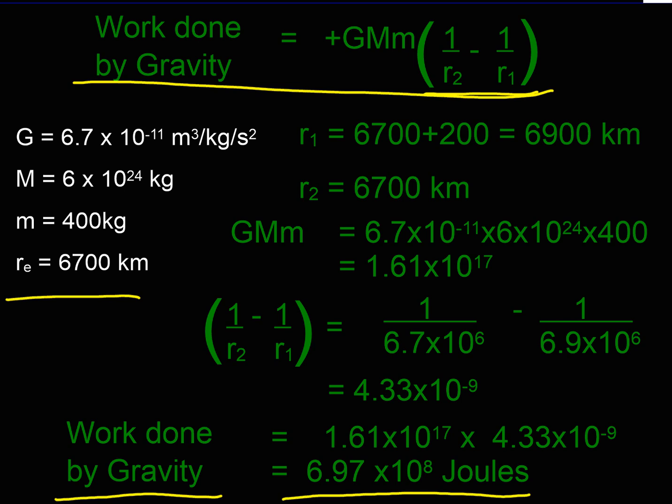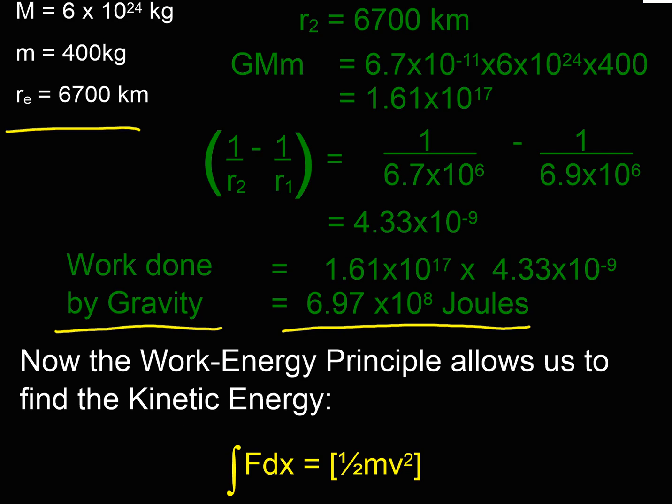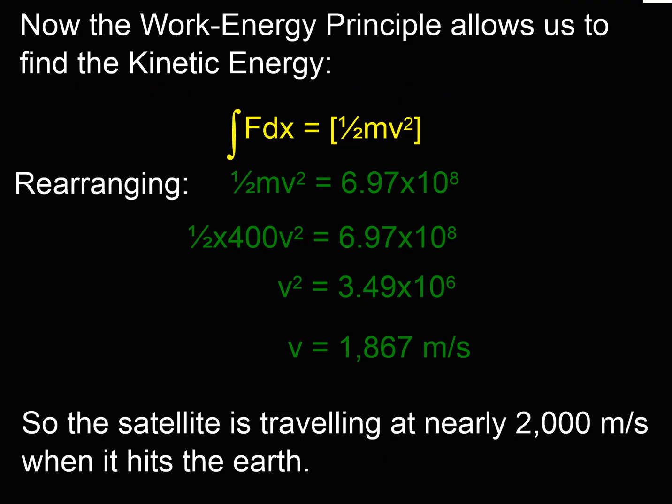And if there were no air resistance, it was just being pulled down by gravity, all of that work would be converted into kinetic energy. So the kinetic energy, half mv squared, is going to be the 6.97 times 10 to the 8. Putting in the mass there and then dividing through, we find that the velocity at the end is nearly 2,000 meters a second. That would be a hell of a crash, wouldn't it, if it hit the Earth?